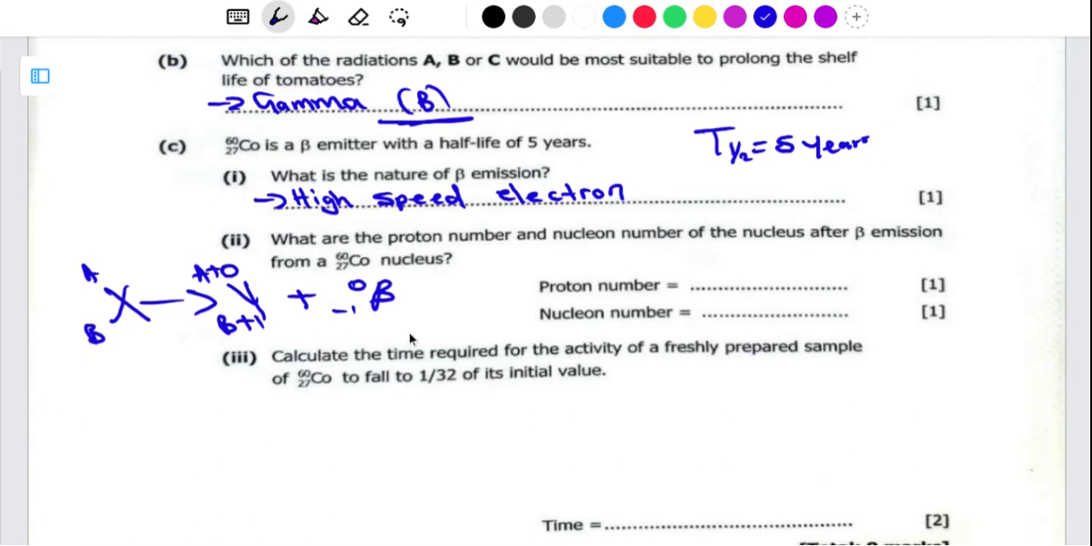So now we have cobalt 60. The nucleon number is the combination of the protons and neutrons, and it is also known as the mass number, so it is just going to remain the same. So it is 60. What about the proton number? The proton number is going to be added by 1, as you can see. So we have 27, so it's going to be 28. Then we are done.